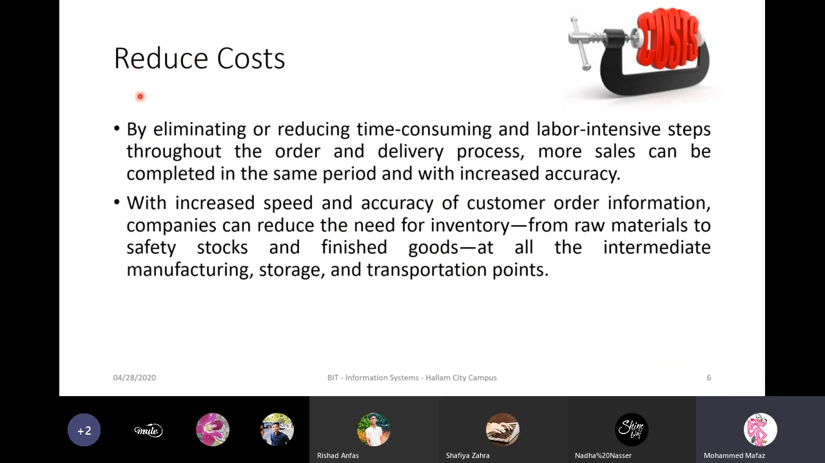Rendavathu or advantage, we want to reduce the costs that we already have with our business. By eliminating or reducing time consuming and labor intensive steps throughout the order and delivery process, more sales can be completed in the same period with increased accuracy.